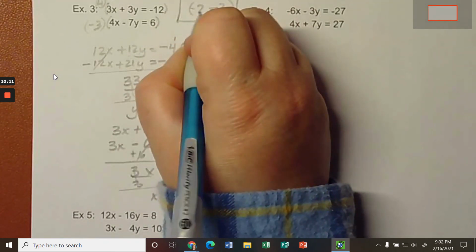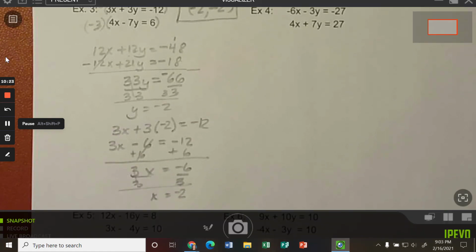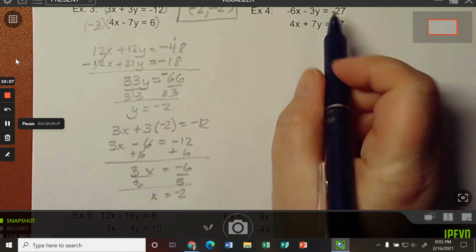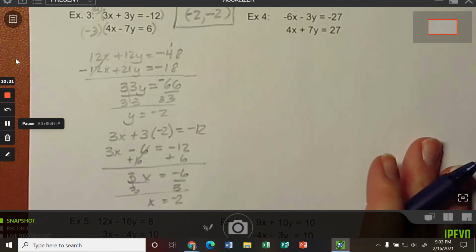Okay, and I think I'll switch to a pen just to get a little bit of a better picture. Okay, moving on to example 4. So we have negative 6x minus 3y equals negative 27 and positive 4x plus 7y equals positive 27.